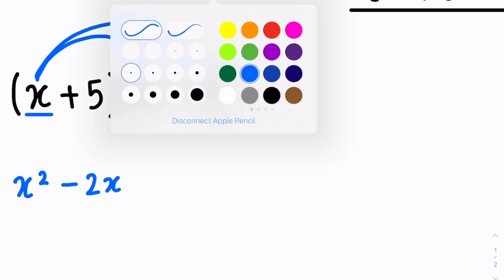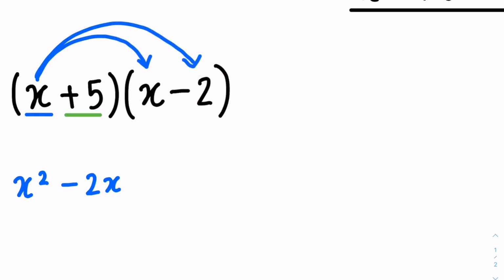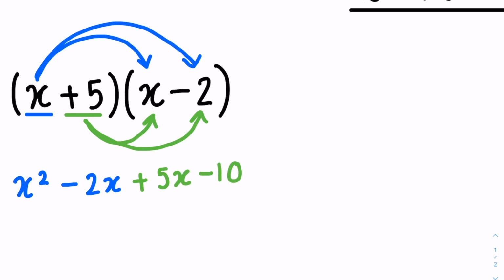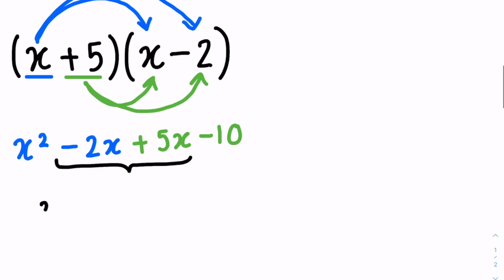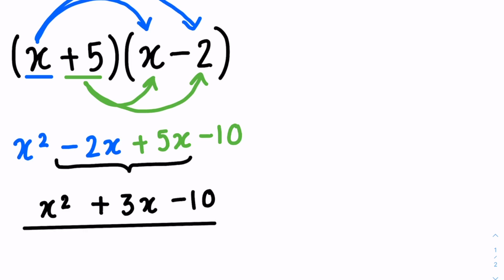Again, doing the exact same thing with the plus 5. We're going to multiply this by the x here and by the minus 2 here. 5 multiplied by x is plus 5x, and 5 multiplied by minus 2 is minus 10. Again, we can simplify this by simplifying this part of the expression, and we're left with x squared minus 2x plus 5x gives you plus 3x, minus 10. And this should be your final answer.